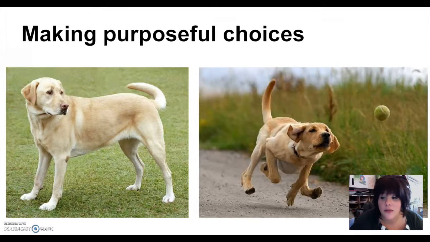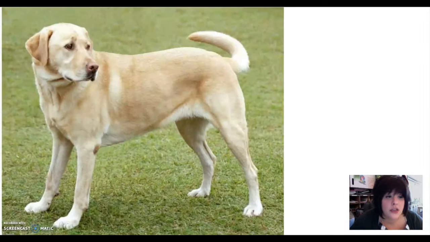Here are two images of two different dogs. Let's look at that first picture. It's a perfectly good picture of a dog. Looks like a nice lab or a golden retriever standing on a nice grassy background. The image is clear, it's not pixelated. I obviously use the search tools to be able to search for a proper resolution image.